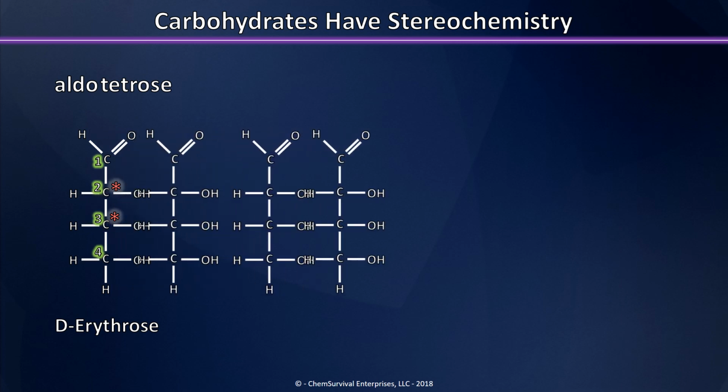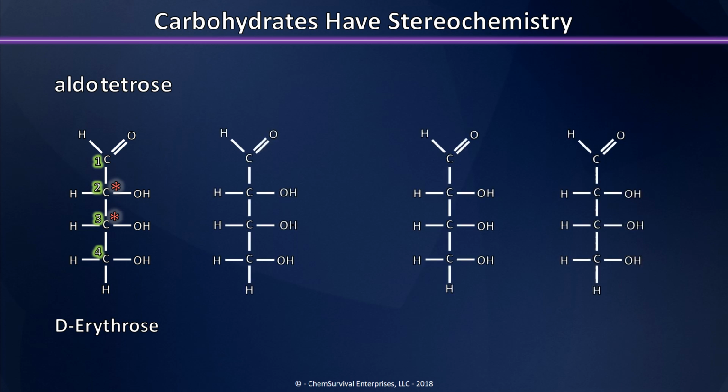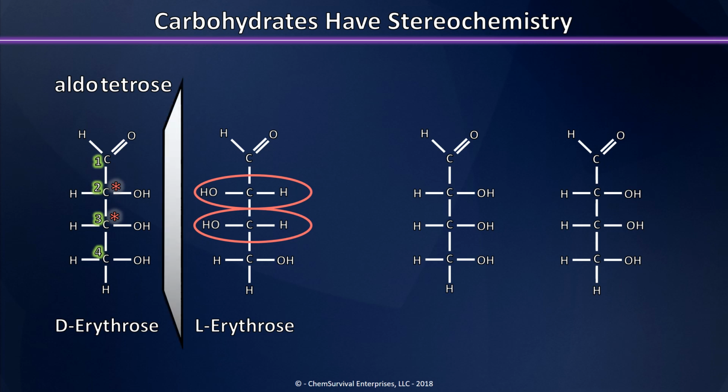I'll start by making some copies. Now let's consider what happens if we invert both of those centers on D-erythrose. If we do this, switching the hydroxyl and hydrogens on both of the chiral carbons, we create a new compound that is a mirror image of the original, but is not superimposable. So this is an enantiomer, and it gets the name L-erythrose. As you can see here clearly, they're mirror images of one another.